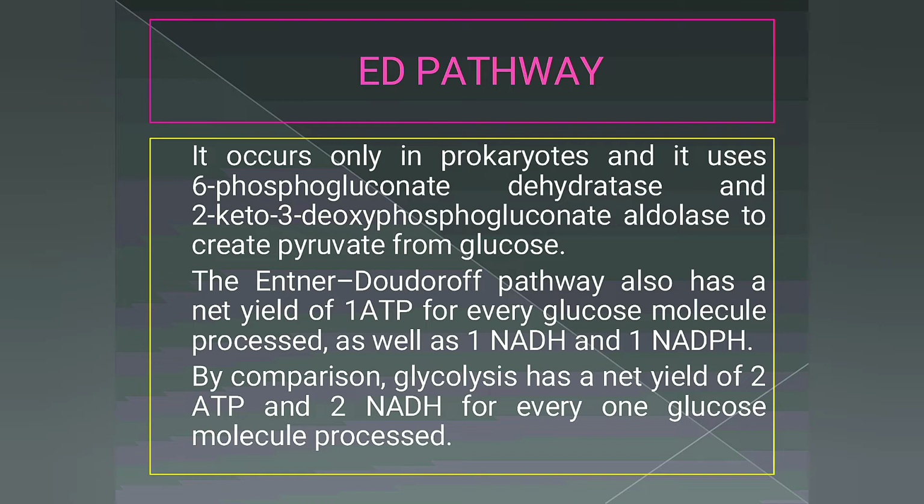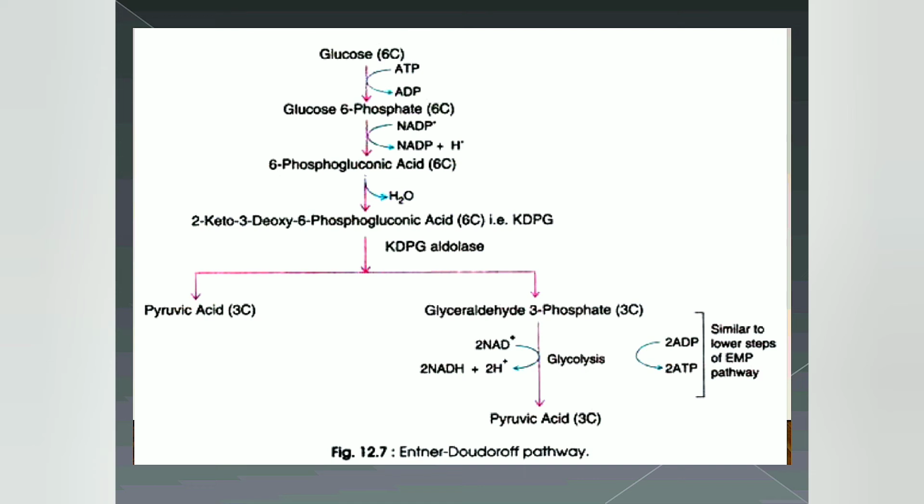The ED pathway has a net yield of 1 ATP for every glucose molecule processed, as well as 1 NADH and 1 NADPH. By comparison, glycolysis has a net yield of 2 ATP and 2 NADH for every glucose molecule processed. This is the ED pathway cycle.